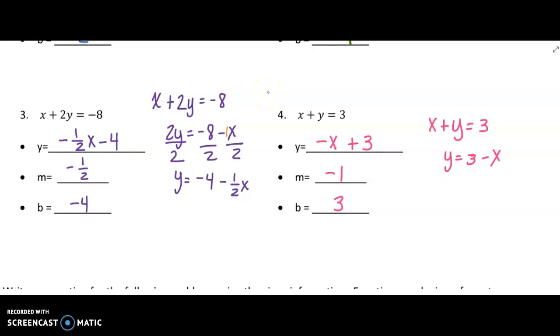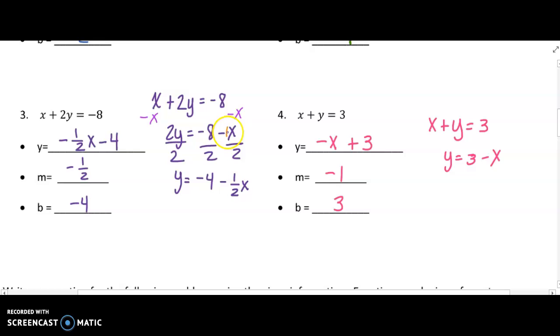Okay. So, look at number 3. So we have x plus 2y equals a negative 8. The first thing I did is I subtracted x from both sides. Okay, I'm putting it over here. That's how I got this. Minus, and I'm going to go ahead and put that 1 there, minus 1x. Then you have to go over here and divide everything by 2. So I have y equals negative 8 divided by 2 is negative 4.